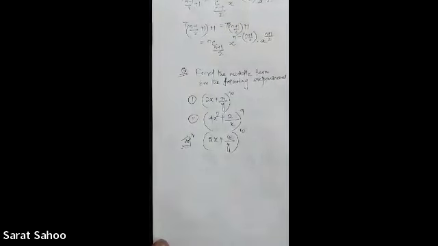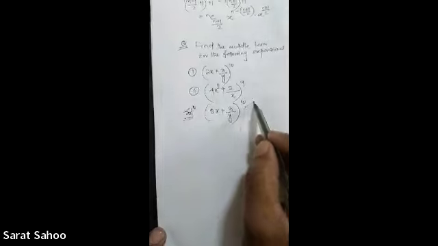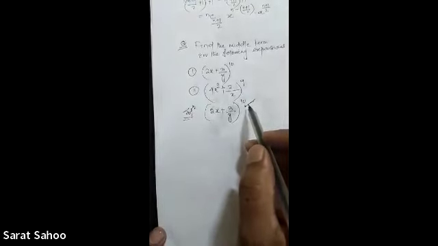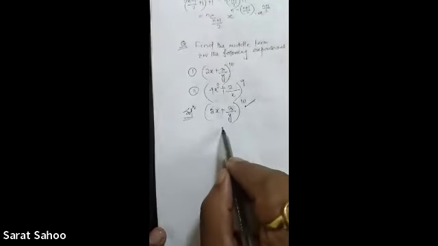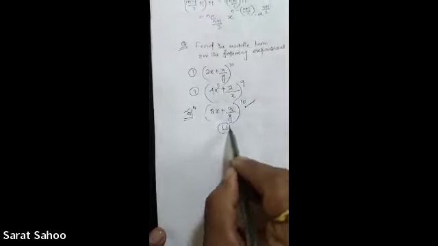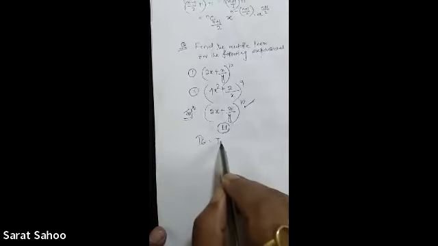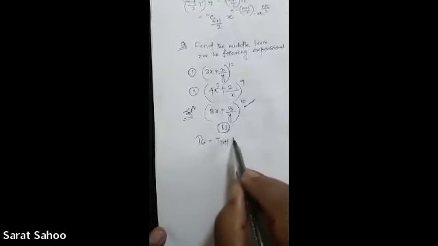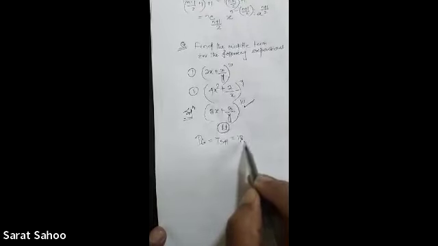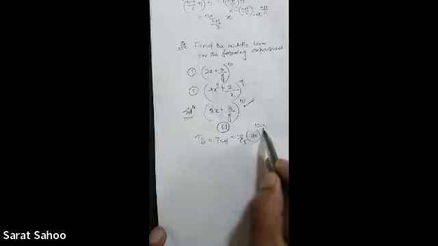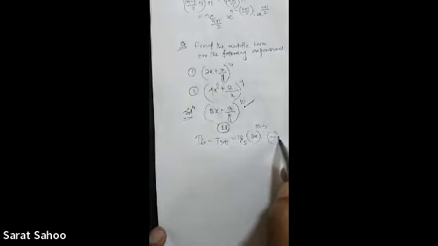(2x plus 3y) raised to the power 10. Here the exponent or power of the binomial is even, so the expansion will contain only one middle term. The total number of terms is 11. So the middle term is the sixth term, T6, which is T_{5 plus 1}, equal to 10C5 (2x) raised to the power 10 minus 5 and (3y) raised to the power 5.